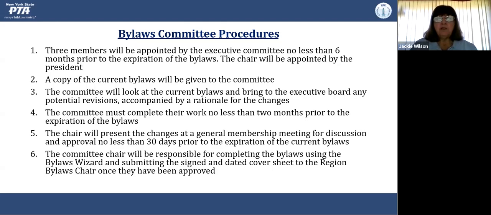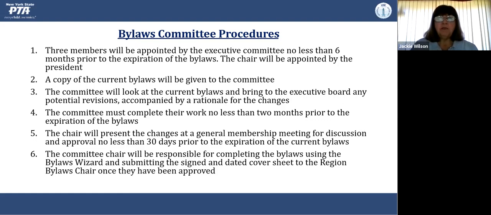The chair will present the changes at a general membership meeting for discussion and approval no less than 30 days prior to the expiration of the current bylaws. Again, that's to be in compliance with what your bylaws say, that 30 days notice should be given for a vote on the bylaws to the general membership. And that's to give everybody a chance to look at the changes, if any, and talk about them and consider the rationales. And finally, the committee chair will be responsible for completing the bylaws using the bylaws wizard and submitting the signed and dated cover sheet to the region bylaws chair once they have been approved.